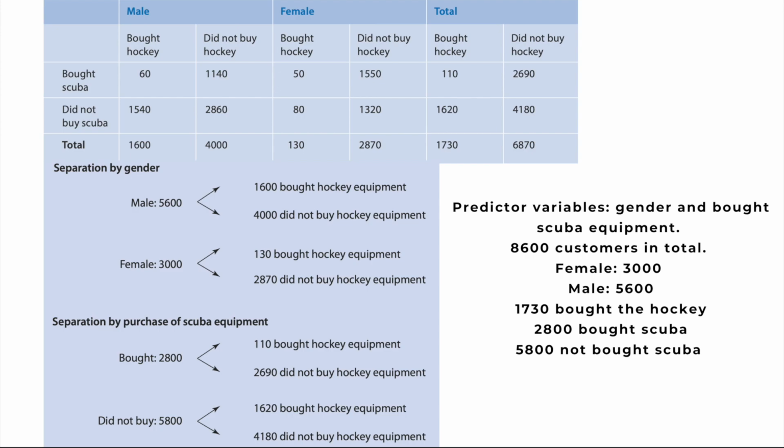Next, we will check the misclassification rate of the variable of buying scuba. We assume that customers who buy scuba are going to buy hockey. And based on the data in the table, we got the separation by purchase of scuba in page 121. And based on the assumption that I gave, we got 2690 customers who buy scuba and don't buy hockey. Also we got 1620 who buy hockey but not scuba. And applying the formula of the misclassification rate, 2690 plus 1620, divided by 8600, the result is 0.5.